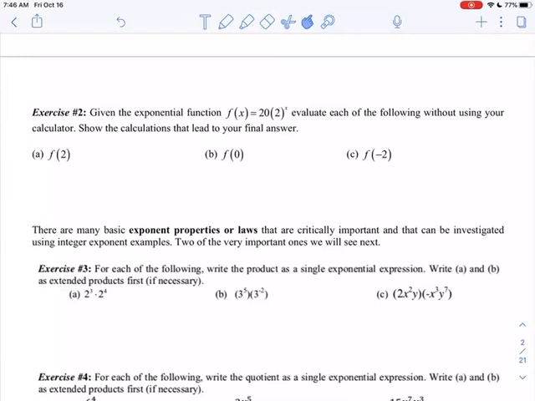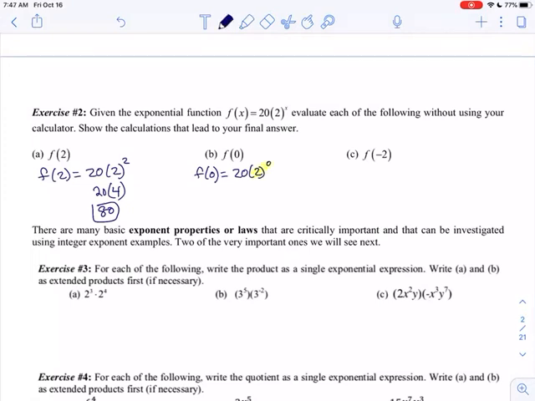Given the exponential function f of x equals 20 times 2 to the x, evaluate each of the following without using your calculator. Yes, I know we can put these all in the calculator, but f of 2 is going to be 20 times 2 to the second power. Now, I have to do exponents first, so 2 squared is 4, and 20 times 4 is 80. So that's a nice easy one.